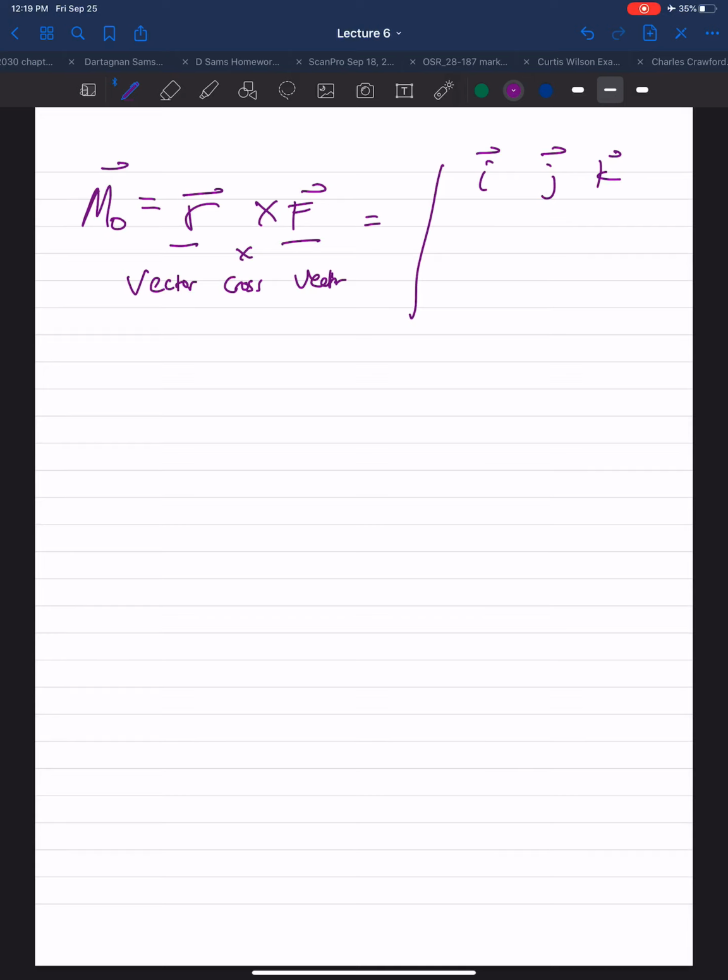So then how do we solve it? MO, we said, is any position vector R that extends from point O to any point on the line of action of the force F, cross the force F. Well, this is vector cross vector, right? So it's a cross product. So then we have to do our determinant, right? Which is our easy way of doing it, which requires Cartesian notation. So we need the X component of position vector R, the Y component, and the Z component. Then the X component of F, Y, and Z, right?